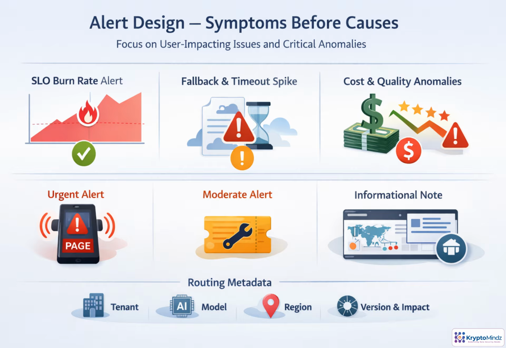Severity should match the response. Page for urgent user impact. Create a ticket for slower degradation. Annotate dashboards for context-only events. Every alert should also say who and what is affected: tenant, model, route, region, version, and likely blast radius.